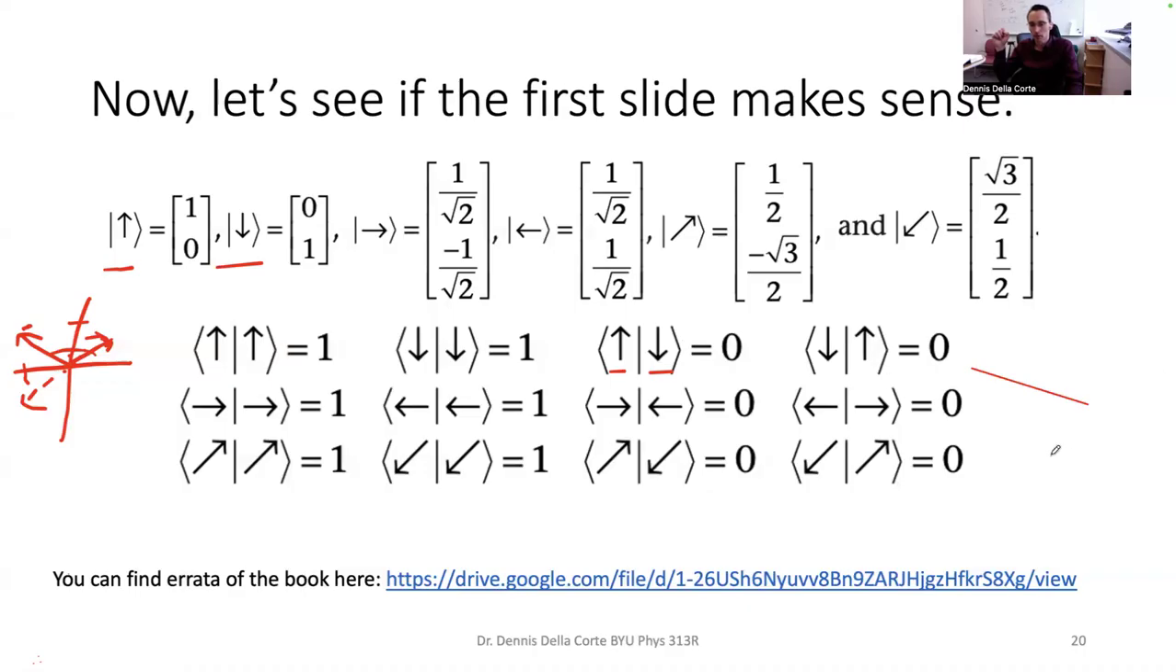Now you might ask yourself, oh, what happens if I take a vector, like the vector up, and do the bracket product with the one that points to the side, like that? Well, that's not going to be 1 or 0, because those are not elements of the same basis. So don't worry about that right now. But this stuff should be super clear.